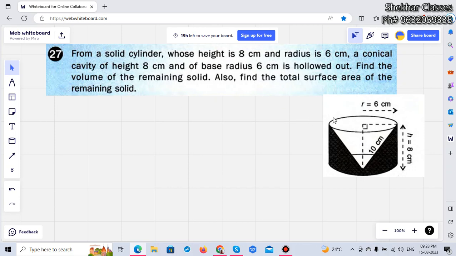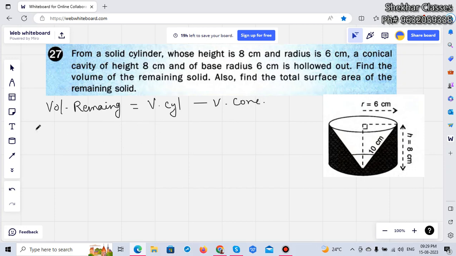We have to find the volume of the remaining solid. Also find the total surface area of the remaining solid. To get the volume of the remaining solid, we have to find the volume of the cylinder and the volume of the cone, and subtract it, and we will get the answer. So the remaining volume will be equal to volume of cylinder minus volume of cone.